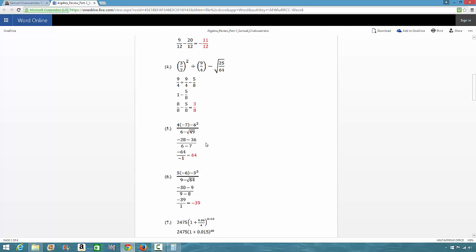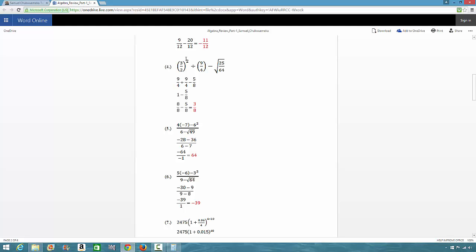And I will suggest to you that you try this on your own. You pause the video, you try this on your own to see whether you will get it right. Then you play the video to see whether you got it right.